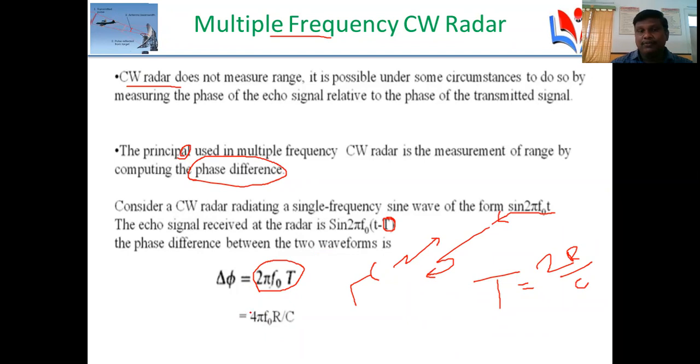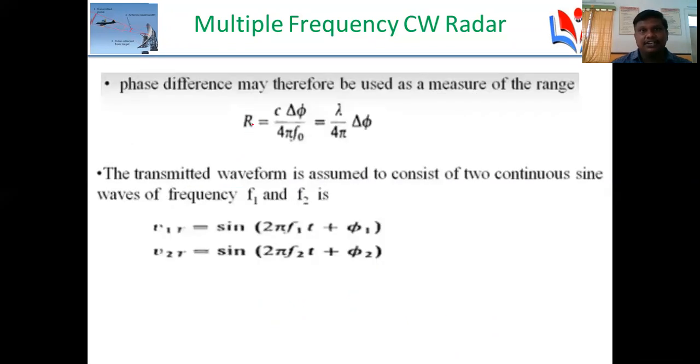So delta phi is the phase shift, f naught is the signal frequency, R is the range of the target, and c is the velocity of light. Can we write R as the subject? Yes. The range of the target is R equals c into delta phi divided by 4 pi f naught. Taking c by f as lambda, because c by f is the wavelength, we get R equals lambda divided by 4 pi into delta phi.